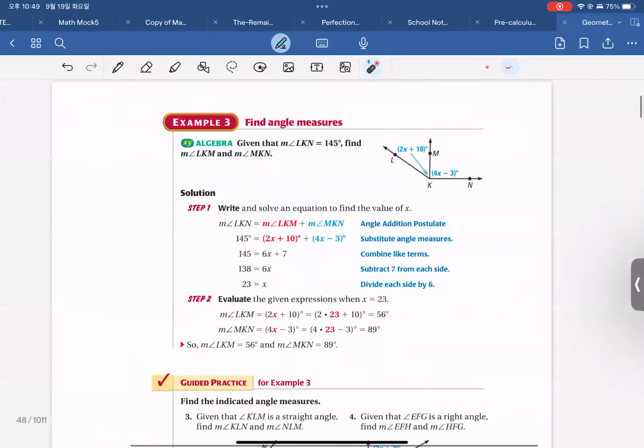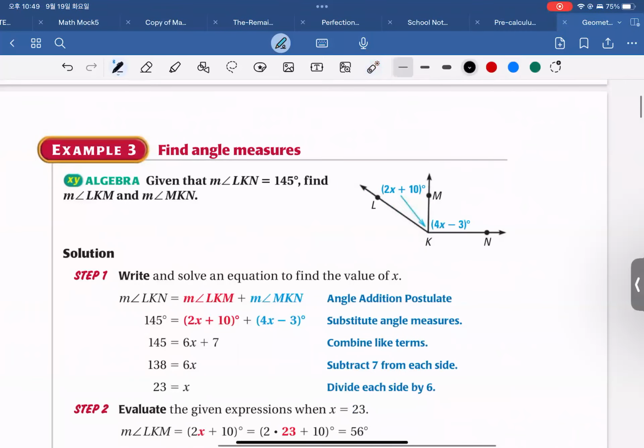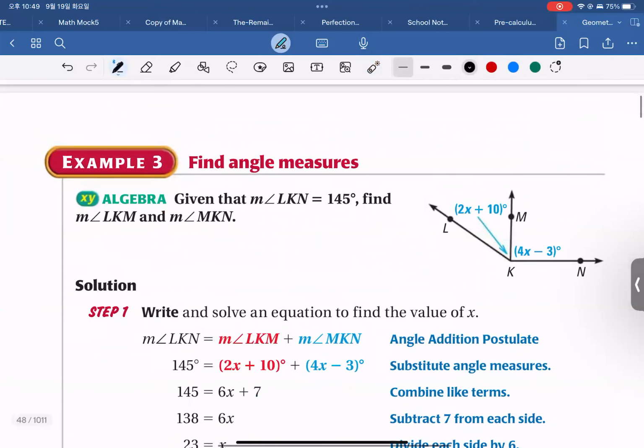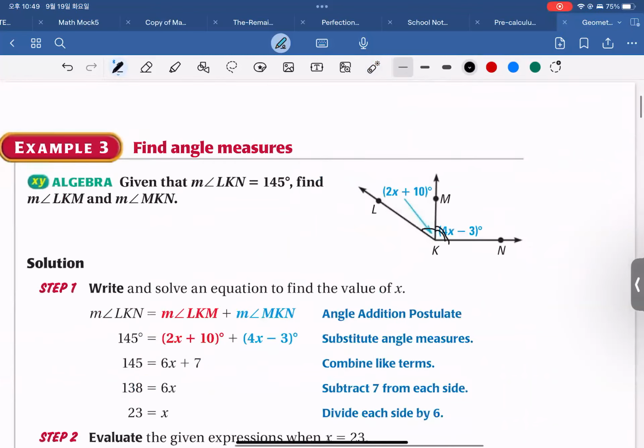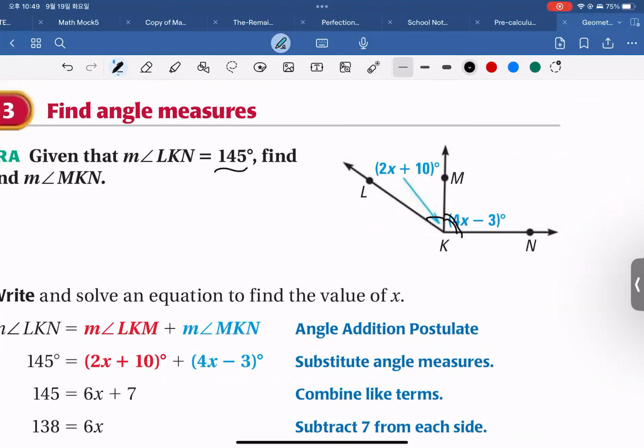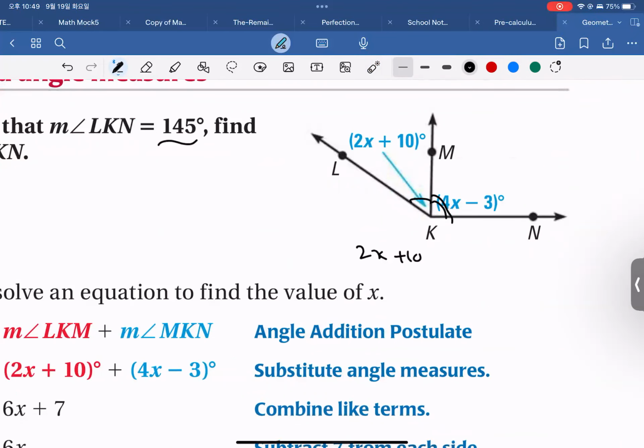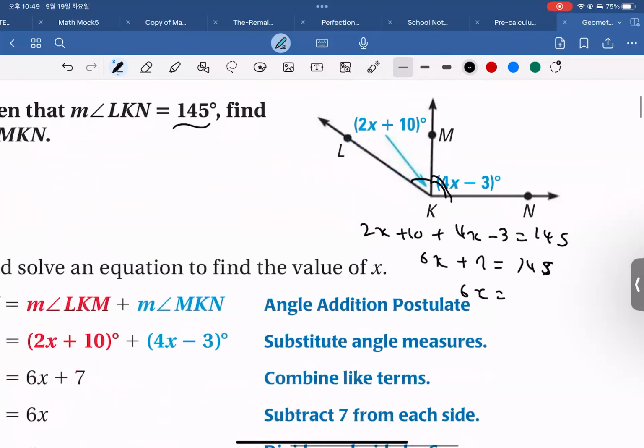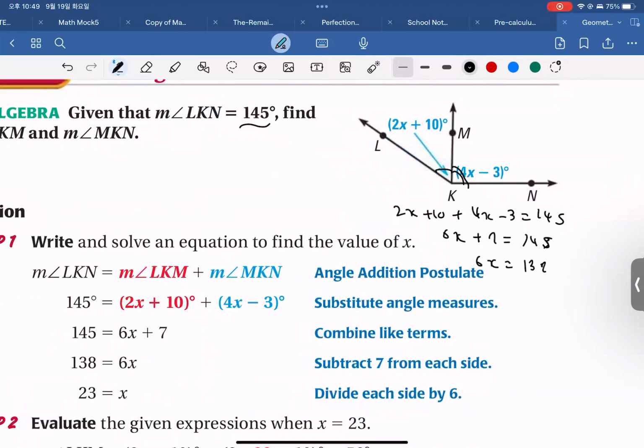So if you're trying to find angle measures, let's just do this one for example. Let's say you're trying to find angle LKM, which would be right here, and angle MKN, which is here. You apply your knowledge here because it's given that angle LKN is 145 degrees. So 2x plus 10 plus 4x minus 3 equals 145. If you use your knowledge from algebra, 6x plus 7 is 145. Subtracting 7 gives 138. And if you simplify it, 23 is the value of x.